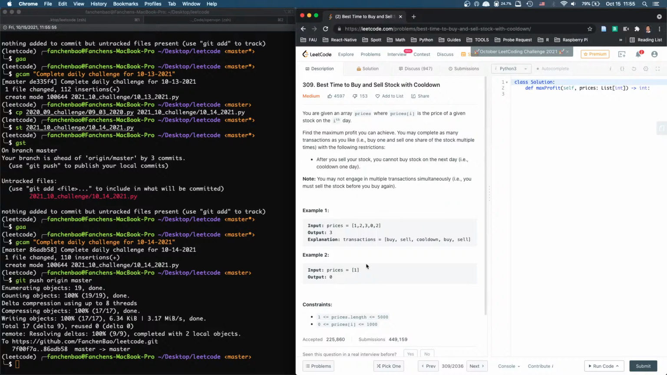state transition. So how do we write this? We need the initial state, and then we're going to keep track of the maximum profit at each state. And we have no limits on how many transactions we can make.